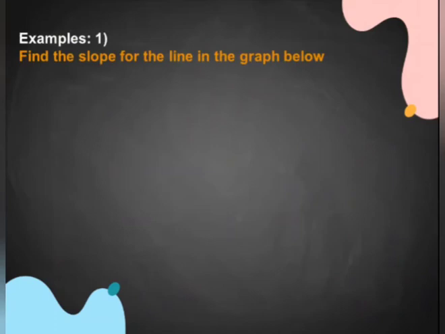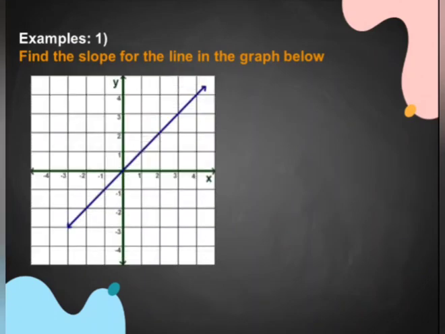Example 1. Find the slope for the line in the graph below. We have this graph and this line. Before the solution, you must determine 2 points that lie on the line. I will take 2 points: this point, for example, is (3, 3), and another point is, for example, (1, 1). We take 3 as x1 and this is y1, 1 is x2 and the other one is y2.